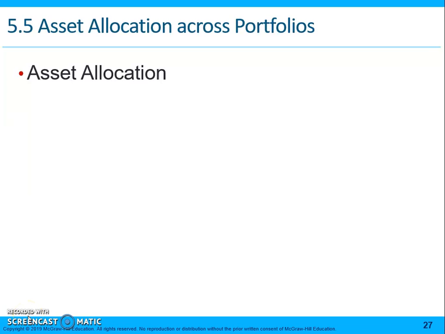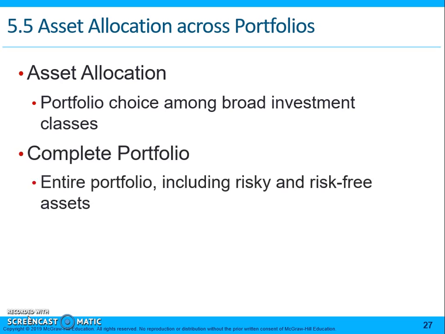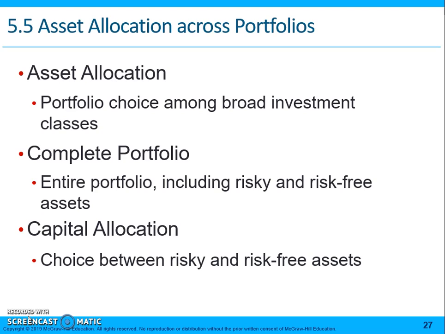So, asset allocation across portfolios. Asset allocation is simply portfolio choice among broad investment classes. The complete portfolio represents the entire portfolio, including risky and risk-free assets. In the first example we're going to look at, we're going to have a risky portfolio and the risk-free asset, and the choice that you make is you're going to choose between the two. So you're going to allocate all of your assets between the two. Capital allocation is simply that choice, the choice between the risky and risk-free assets.